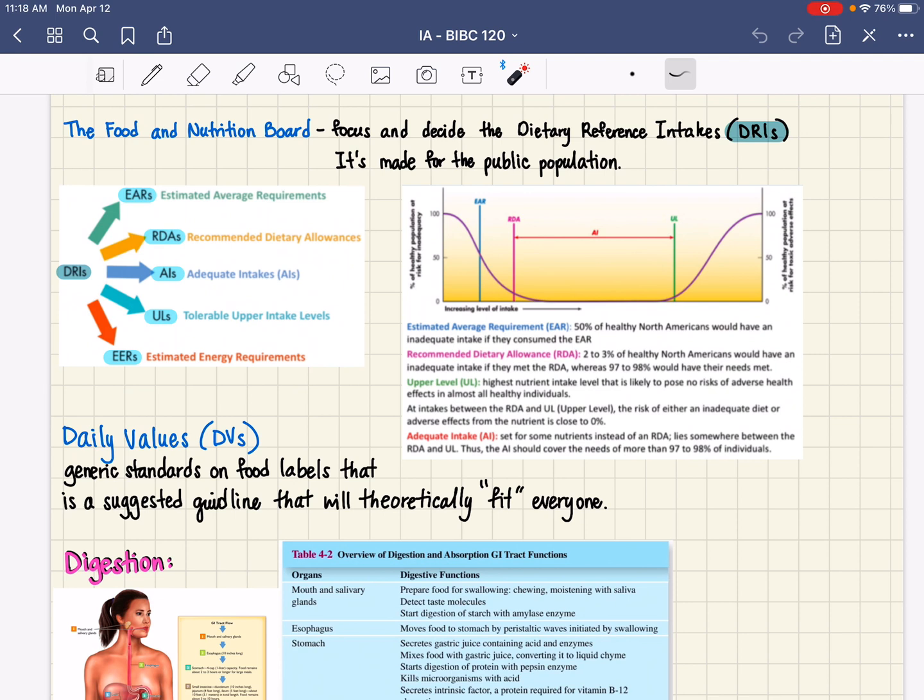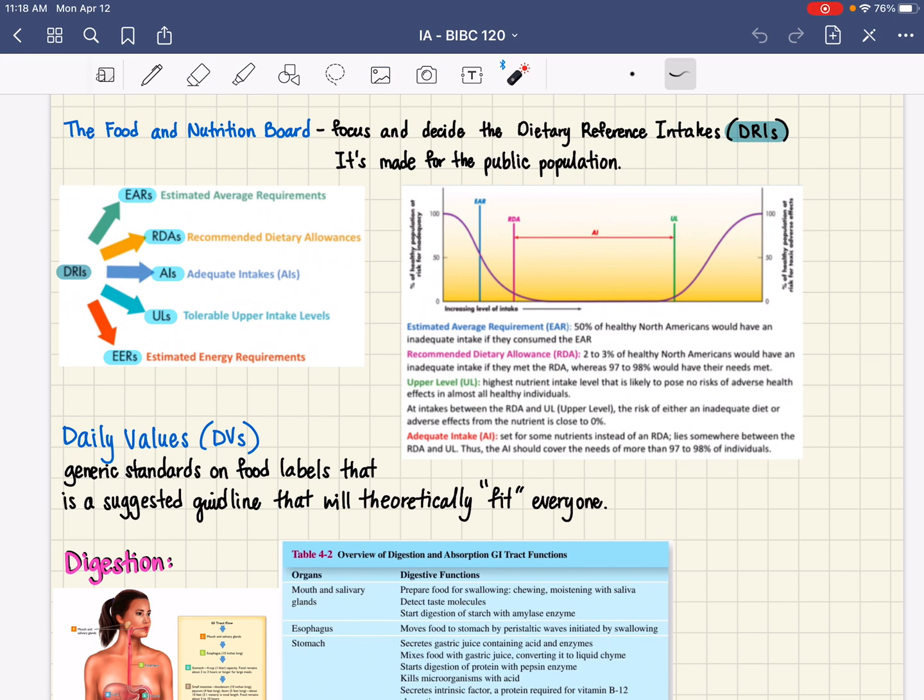People came up with the daily values, DVs for short. And these daily values are the generic standards that are on food labels. So if you turn around the packaged food that you are eating and you see that label, that is called the daily values. And this is just a suggested guideline that will theoretically fit everyone in the public. However, this is theoretical, right? So it will not fit every person.